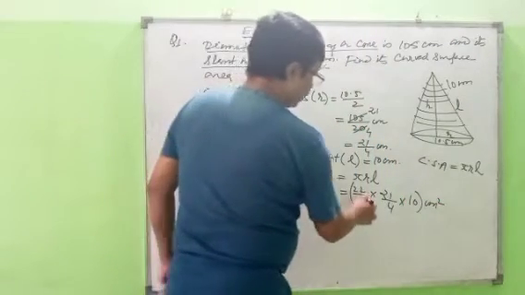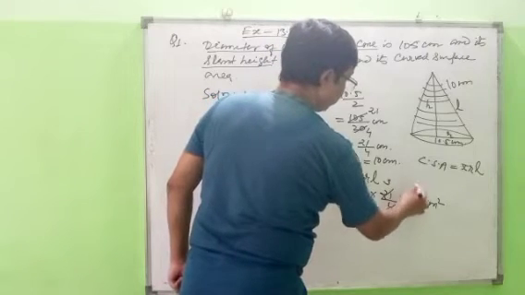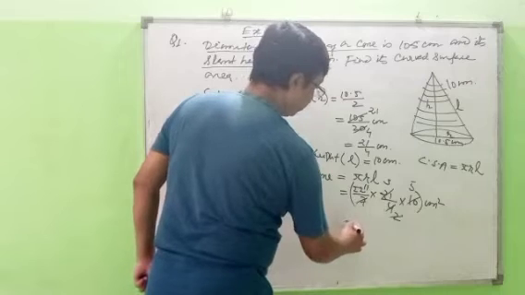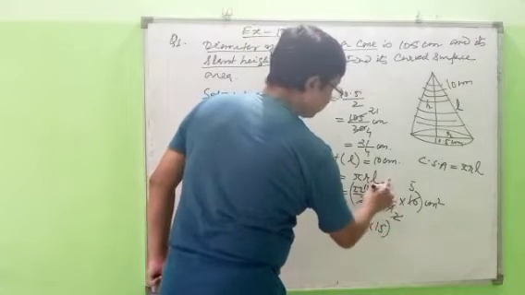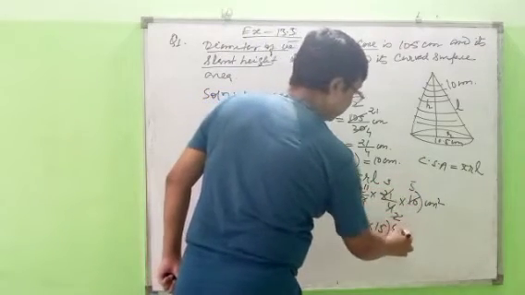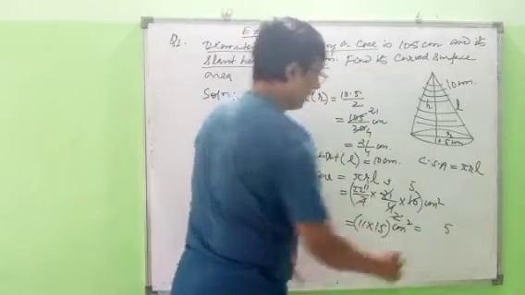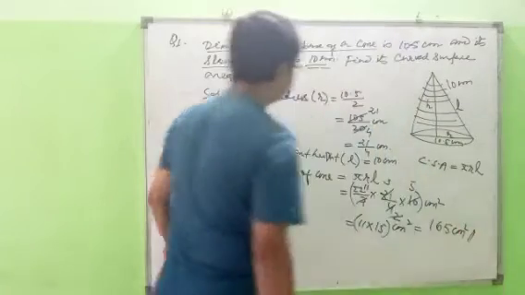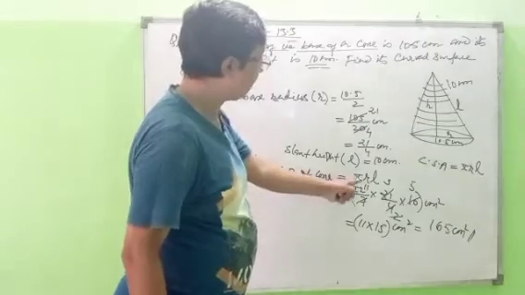Now 7 into 3, 21. Then 2 into 2, 4. 2 into 5, 10. Then 2 into 11. So you get 11 into 15, that means 3 into 5, 15. So 11 into 15 centimeter square. 11 into 15 is 165 centimeter square. This is the curved surface area of the cone, given by pi r l.